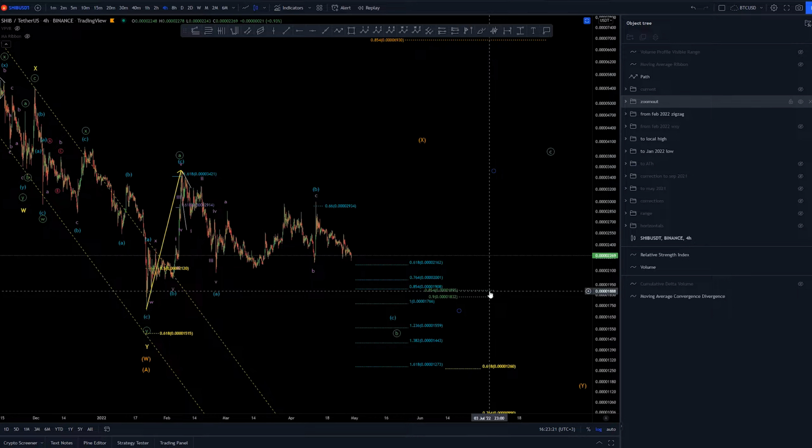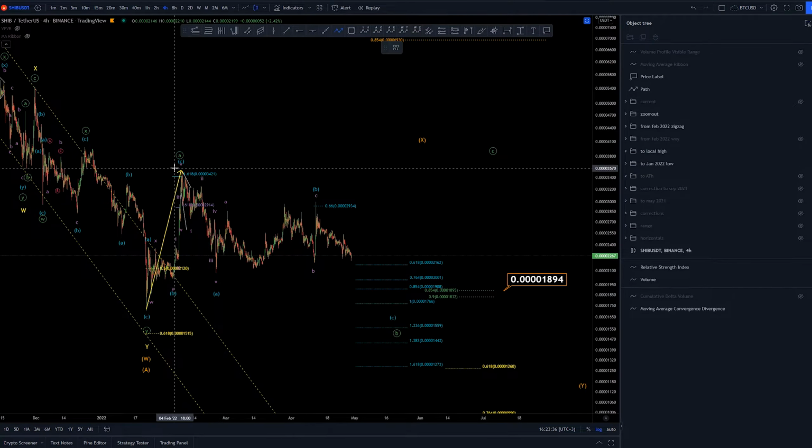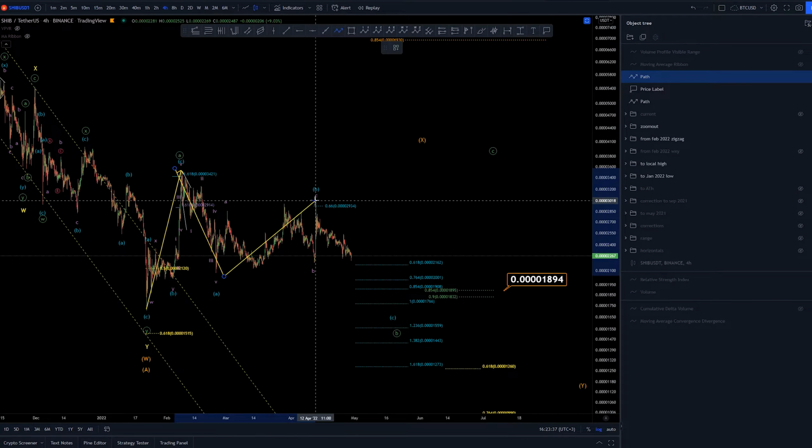If we get around 4 zeros and 8 9, that is basically the minimum retracement for this to be an ABC, a flat. At that point, we would be expecting 5 waves after that point, meaning again this is the B wave here, and then the 5 waves up to C.